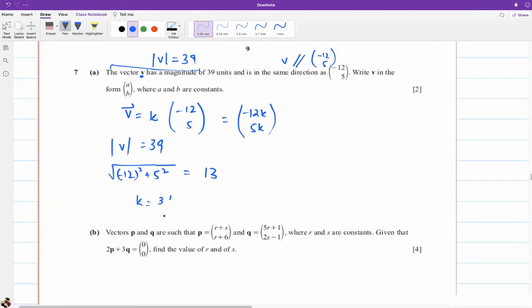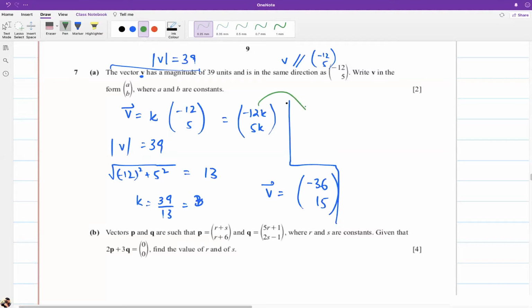So k is equal to 3. That means my vector v is 3 times minus 12, which is minus 36, and 3 times 5, which is plus 15. And there you go.